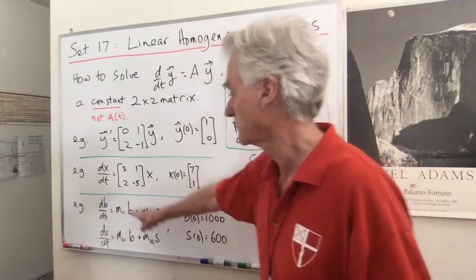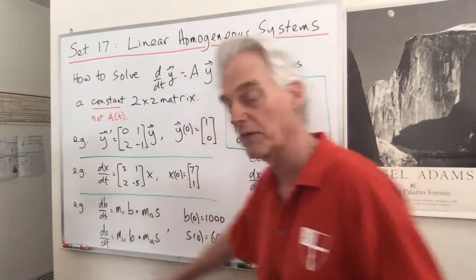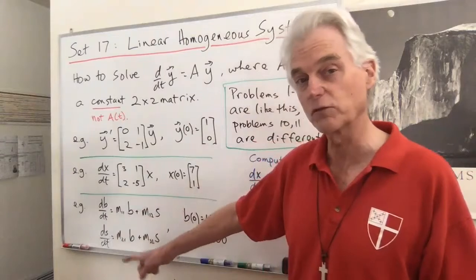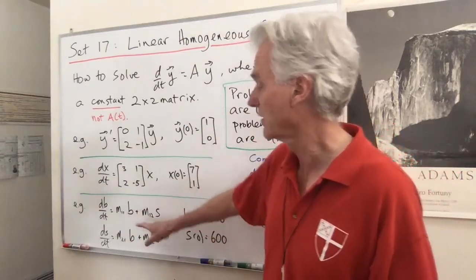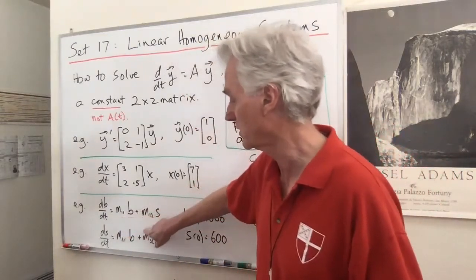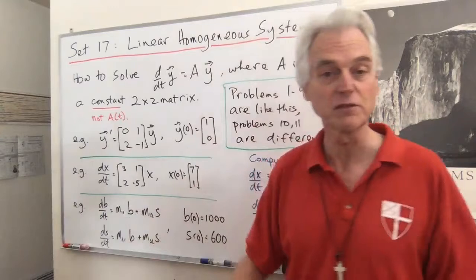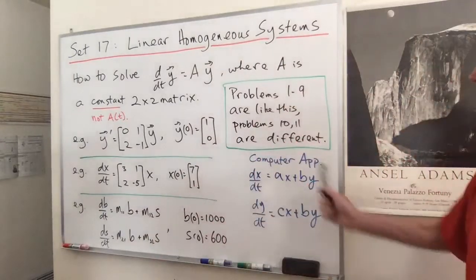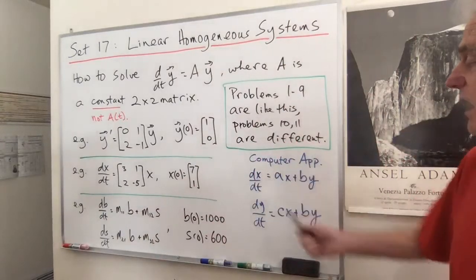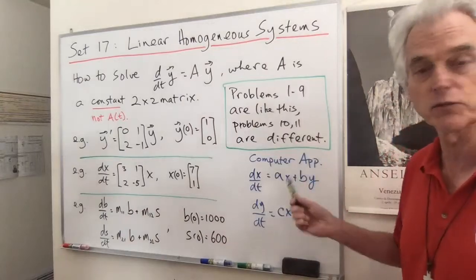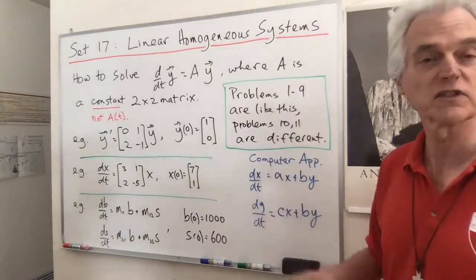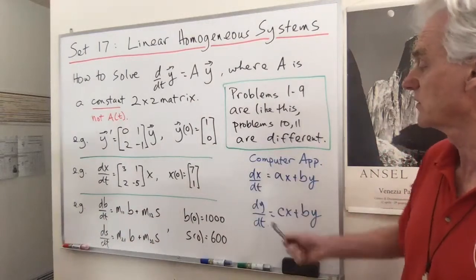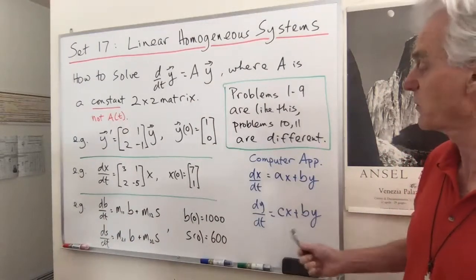So there is a problem very much like this. That can be written in terms of a 2 by 2 matrix M, which would be M11, M12, M21, M22. And then similar to that, I'm going to be talking about the app we have on the computer, the direction fields and slope fields app, that you enter the differential equation this way.